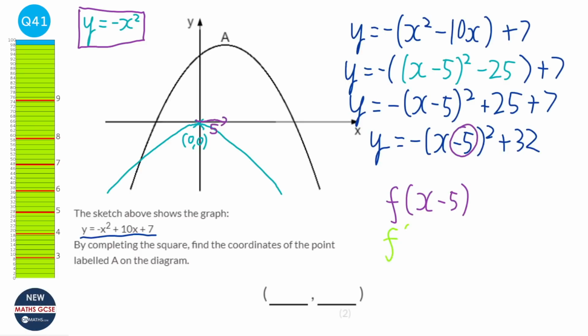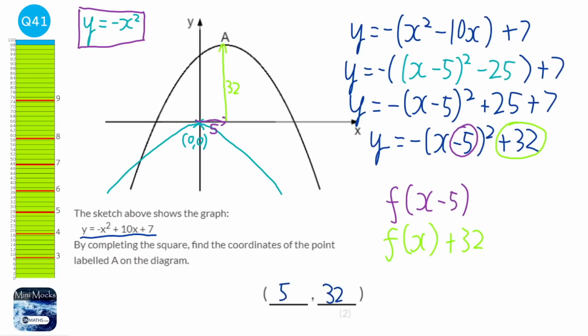Similarly, if you have a function and you've got a plus 32 on the outside of it, which we have here, it's going to move it up 32. So instead of our maximum point being at 0, 0, it's moving to the right 5, so the x coordinate would be 5, and up 32, so the y coordinate would be 32.